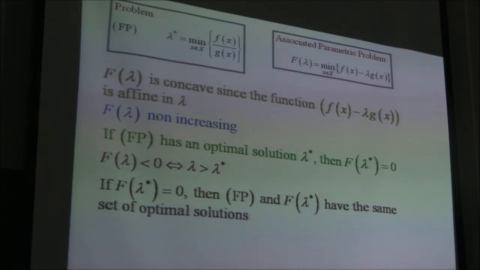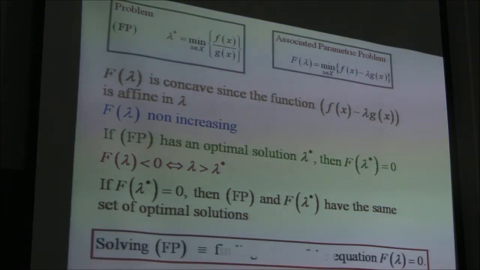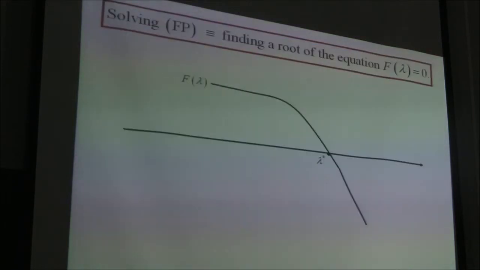And finally, which is the most important property, if f of lambda star is equal to 0, then both problems have the same set of optimal solutions. So, in other words, finding the root of f of lambda is equivalent to solving the original problem.